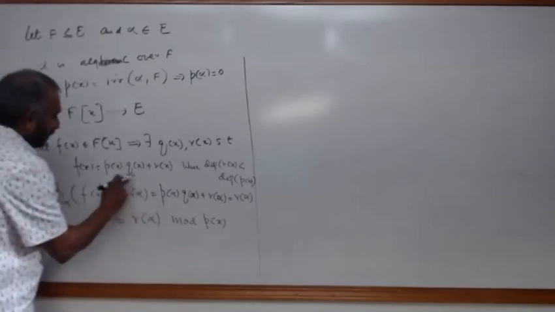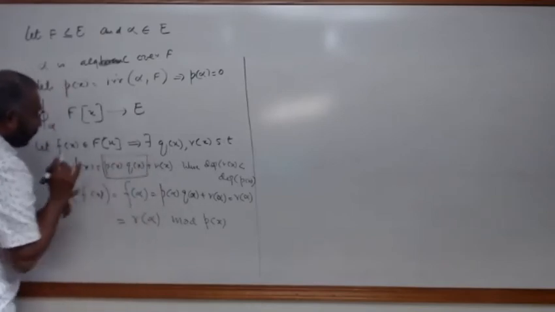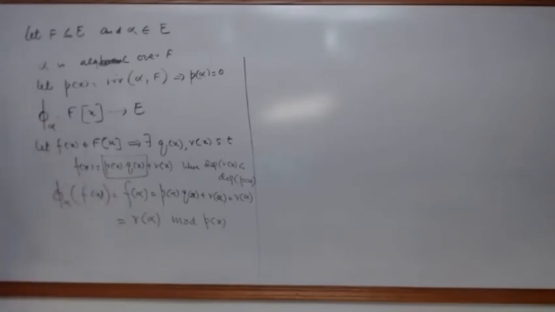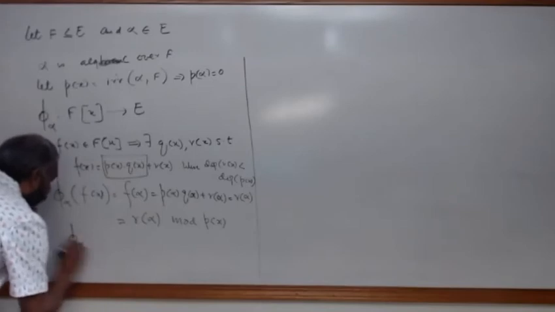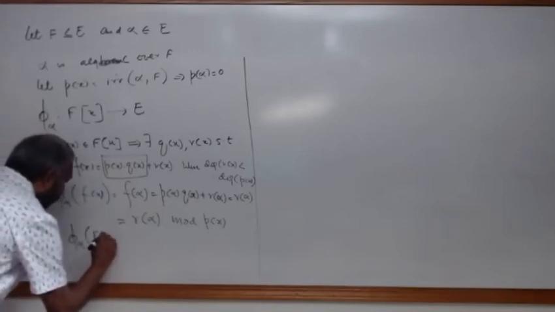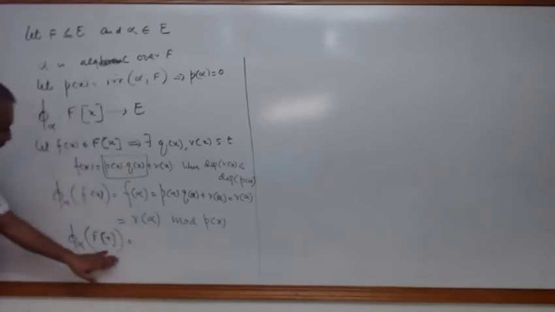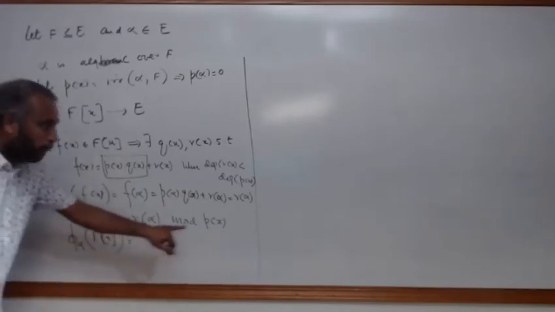And what is this? This actually belongs to the principal ideal generated by P of x. So basically what we are going to arrive at is phi of alpha of f of x is equal to R of alpha plus this.